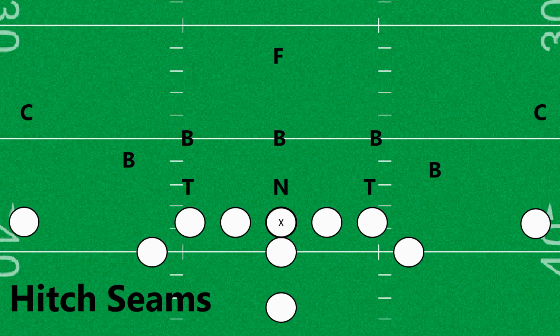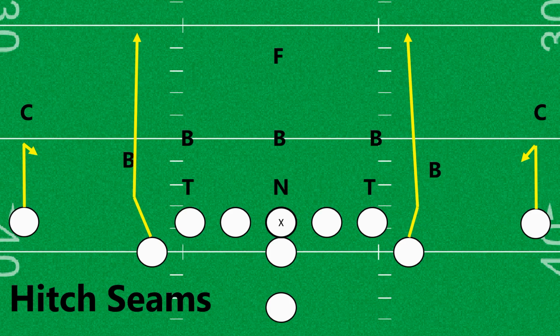Now we have hitch seams. This is probably the only route that I have drawn up on both sides because that's what makes it dangerous. If you have watched the four verticals passing video, you'll know that four verticals is a very real threat in this offense, and that's exactly what we're going to do here.